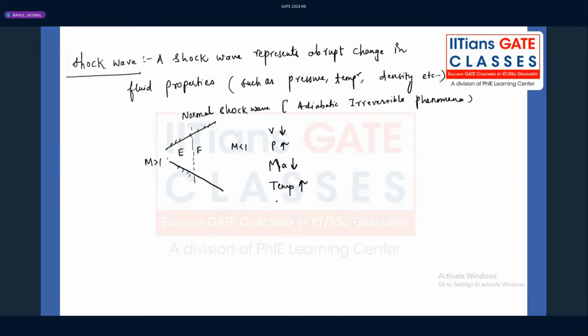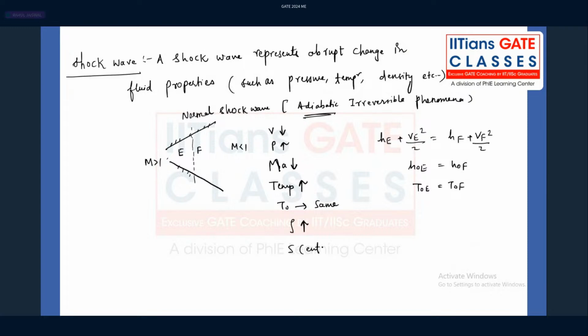Temperature will increase, but as you see it's adiabatic, so there is no role of irreversibility in the steady flow energy equation. So we have He plus Ve square over 2 equal to Hf plus Vf square over 2, which is nothing but H naught E equal to H naught F. So stagnation temperature will remain constant, T naught E is equal to T naught F. What about the density? Density will increase, pressure is increasing, entropy S will increase, guys.